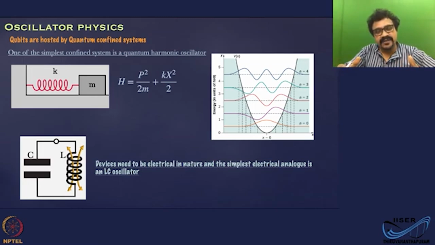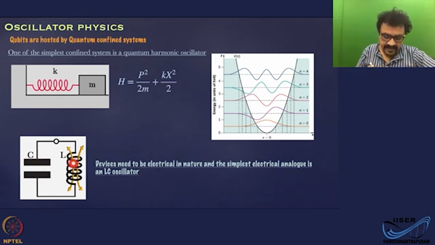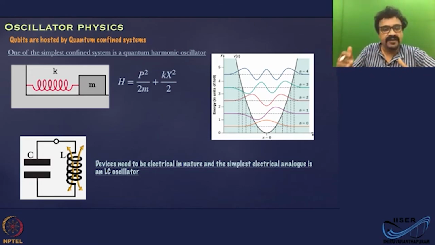But the devices need to be electrical, and an electrical analog of this quantum harmonic oscillator is an LC circuit. We have a capacitor and an inductor in parallel, and these two can set up an LC oscillation where the energy stored will oscillate between the capacitor and the inductor. And that is the direction in which we are going to lead our qubit discussion.